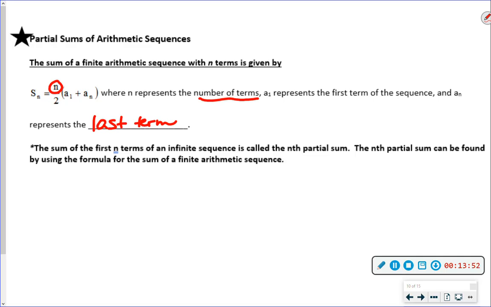Okay, a little vocab here. The sum of the first n terms of an infinite sequence is called the nth partial sum. We've seen that phrase before. If I want the sum of the first 8 terms, that's the 8th partial sum, they'll call it, of course. And we're going to use our formula.